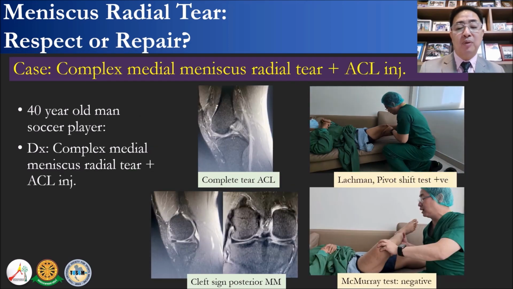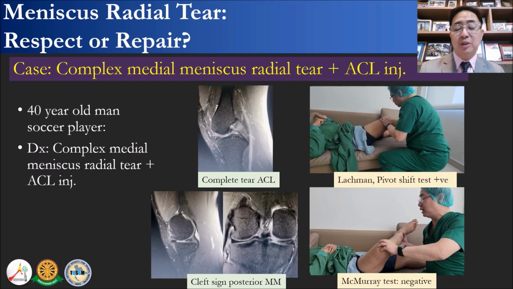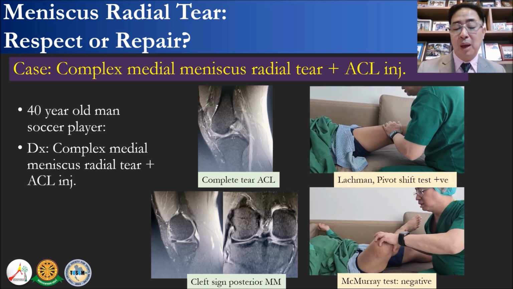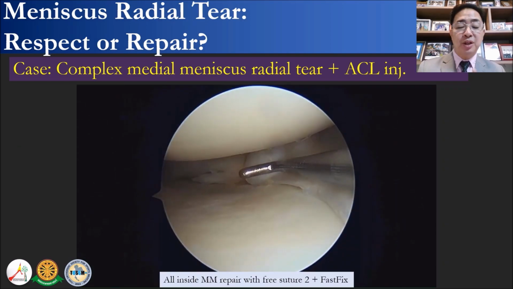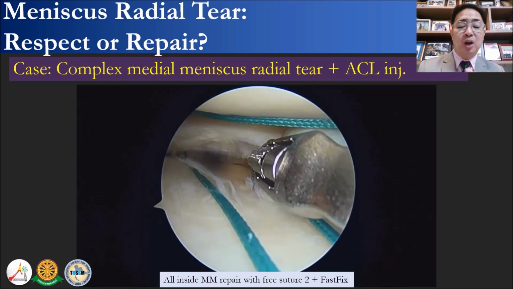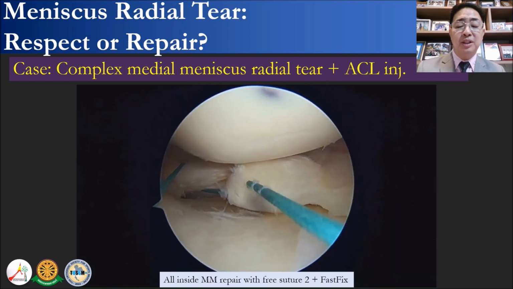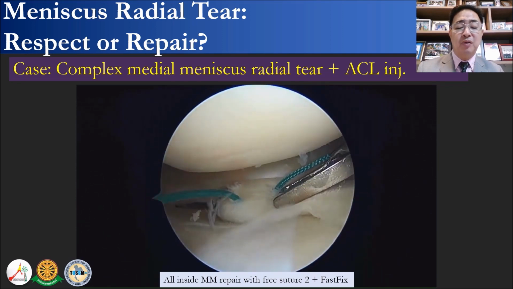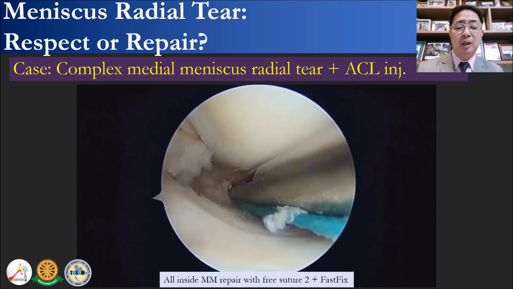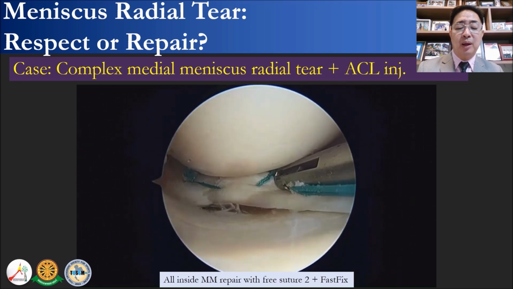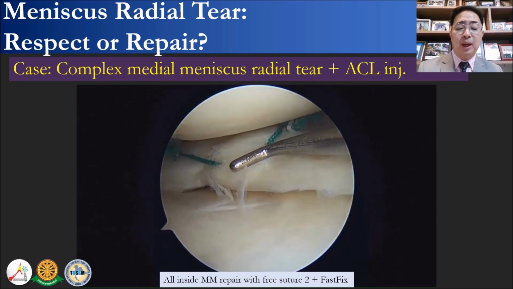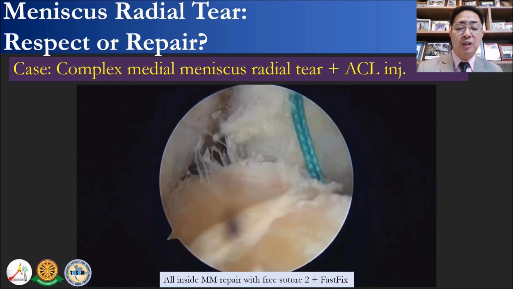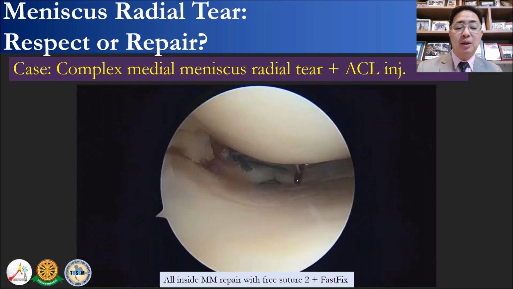This is an example of the patient with ACL injury with medial meniscus radial tear. He has complex tear of the medial meniscus. McMurray test positive. So this patient is a doctor. He said, "Prof, please don't cut my meniscus. Please save it." Okay. So I try to repair his meniscus, even this is a complex tear. Okay, so I make a side-to-side repair and also the longitudinal repair. Okay, and also I add up with some fast fix, and then perform the ACL reconstruction.